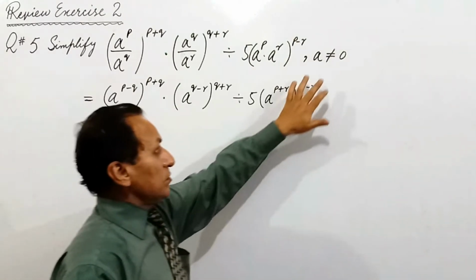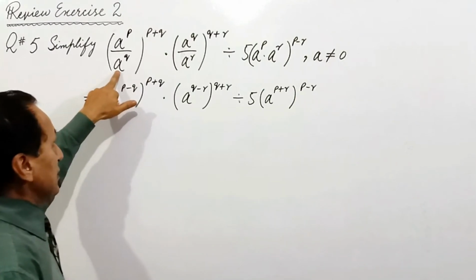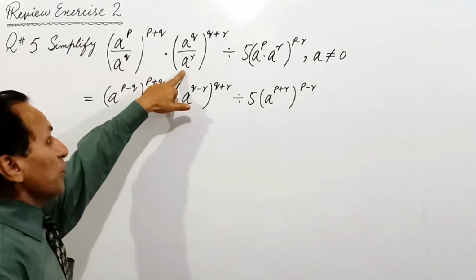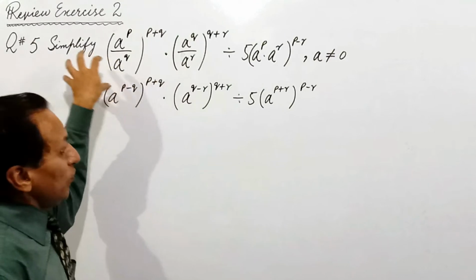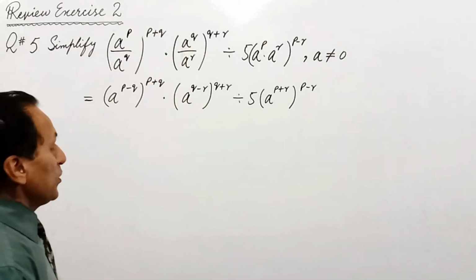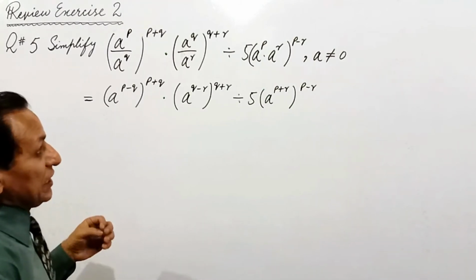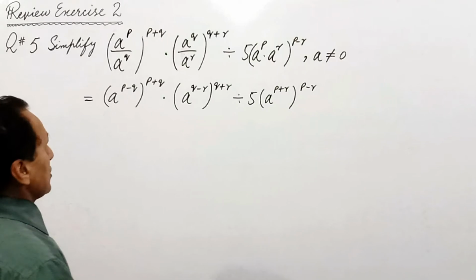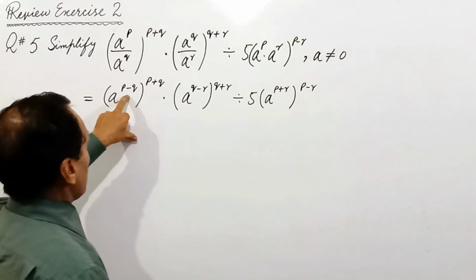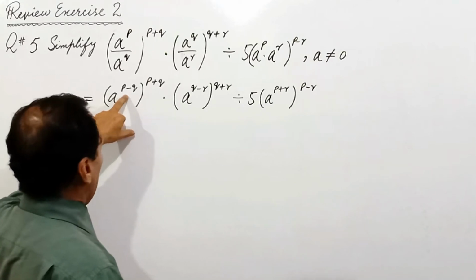This a is not equal to 0 is actually given for this reason. If we put the value of a equal to 0, that whole expression will become undefined. So therefore, we do not put 0 in place of a to find the value of this expression in any case. Let's move to the next step, in which we observe that the values are in the form of power.